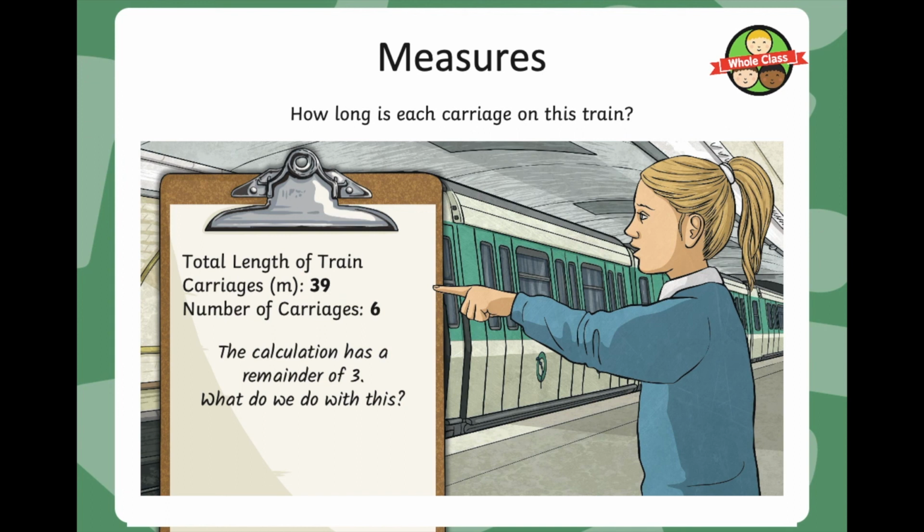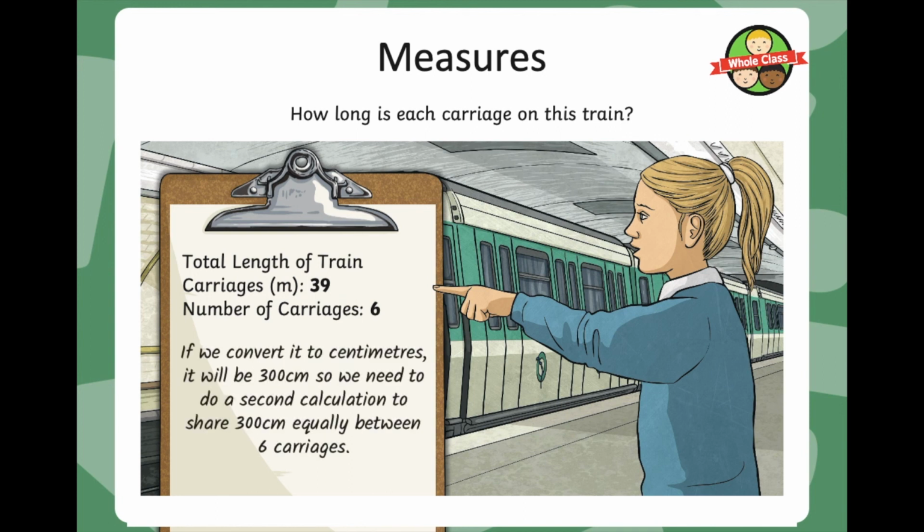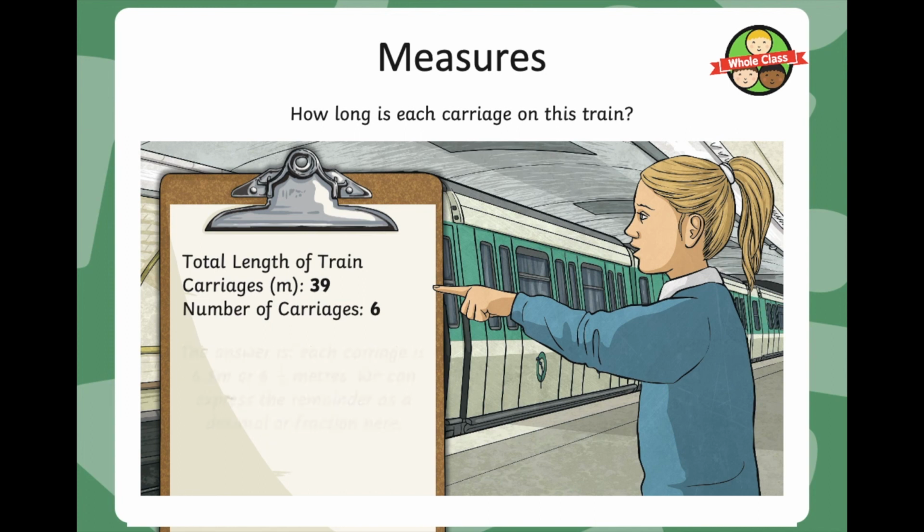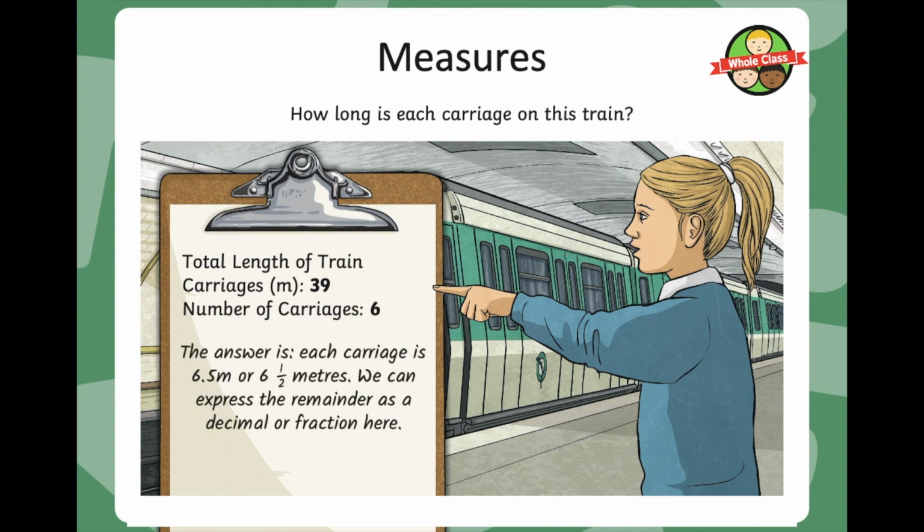The calculation has a remainder of 3. What do we do with this? It represents 3 metres. We need to split the 3 metres equally between the 6 carriages. If we convert it to centimetres, there will be 300 centimetres, so we need to do a second calculation to share 300 centimetres equally between 6 carriages. The answer is each carriage is 6.5 metres, or 6 and a half metres. We can express the remainder as a decimal or a fraction here.